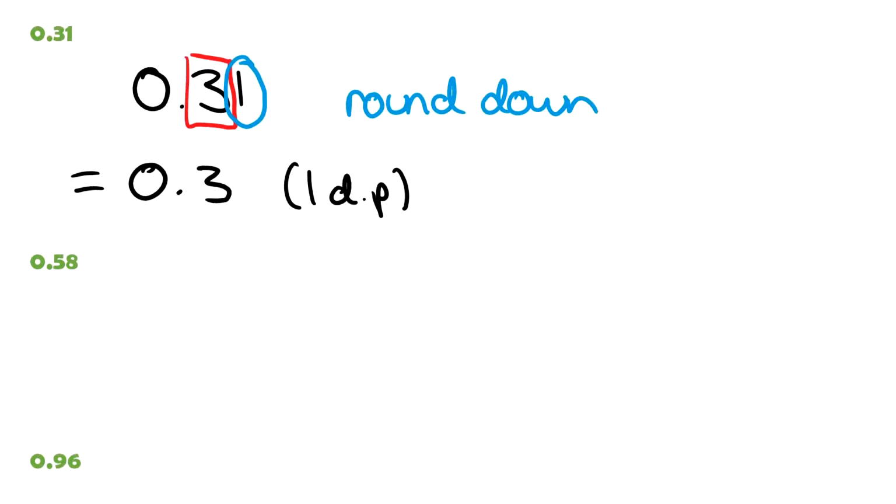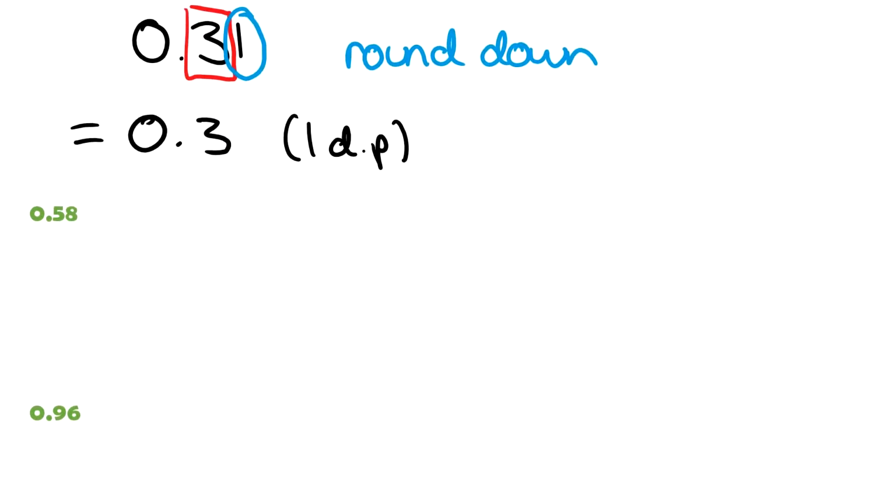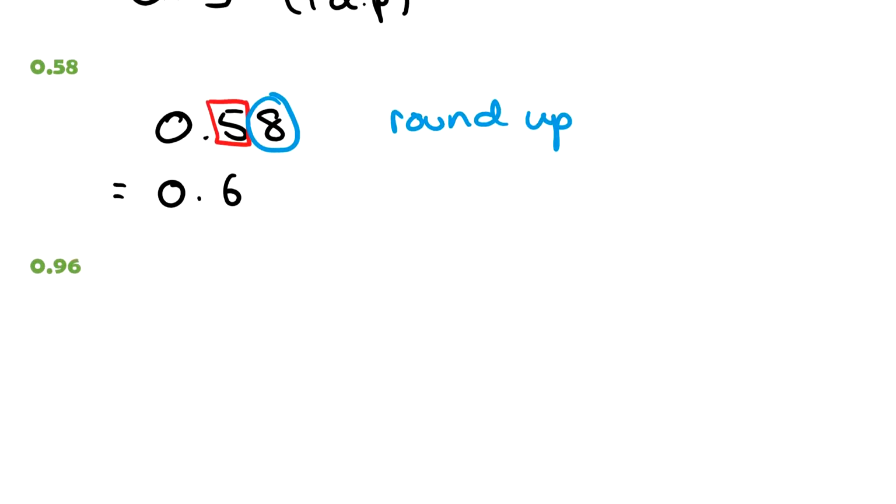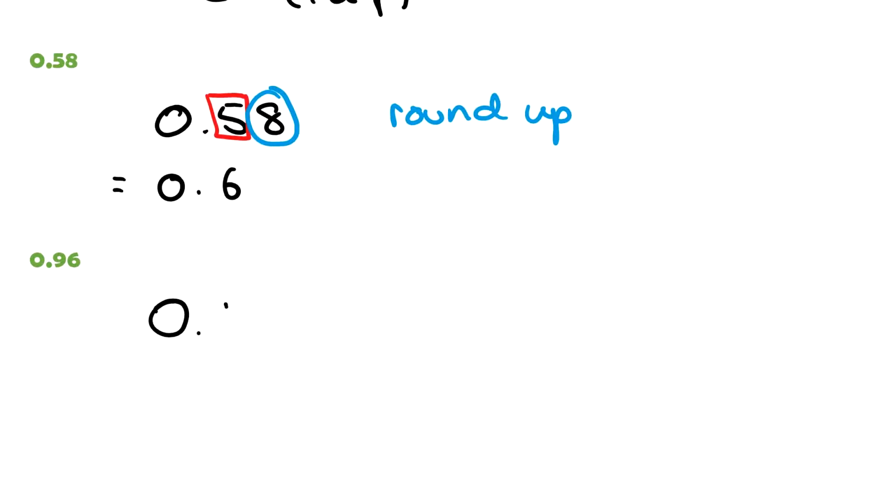Okay. So let's do it again. We're going to look at 0.58. So 0.58. Again, one decimal place. So we're focusing on this number, but our 8 is going to determine whether we round up or down. Now, it's greater than 5, so we're going to round up. So what that means is we get 0.6 there. All right, because the 5 goes up by one number. So 0.6.